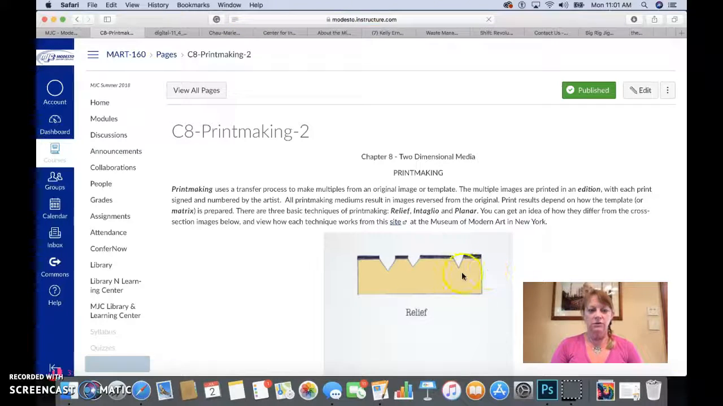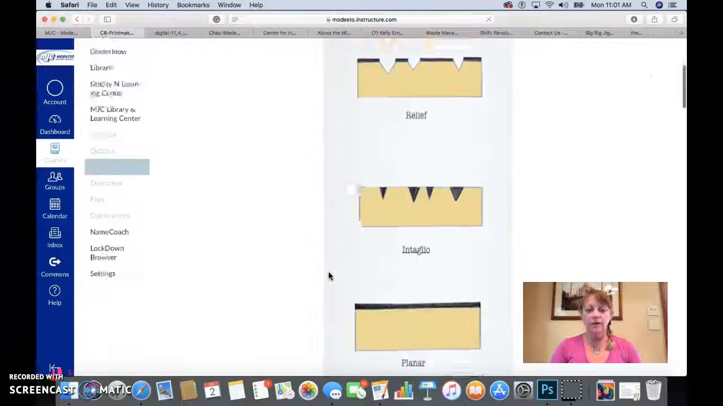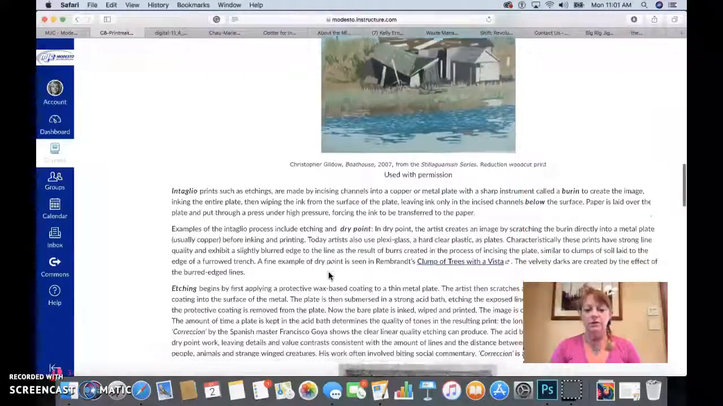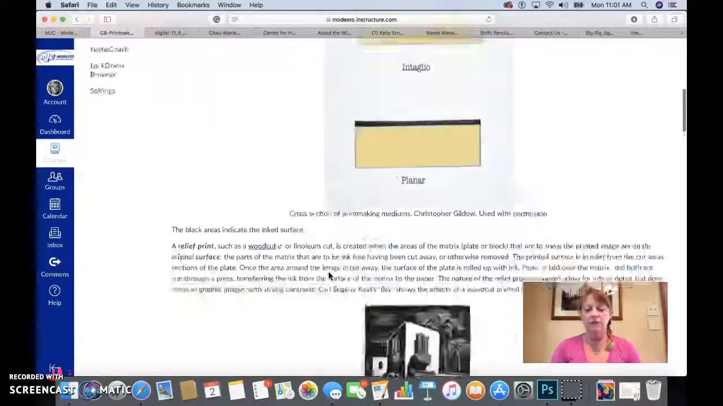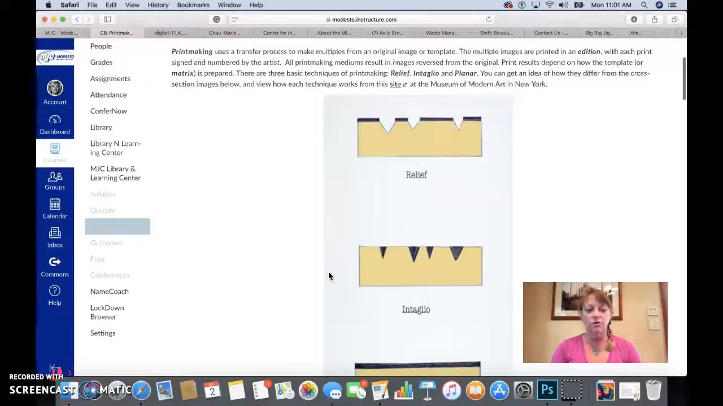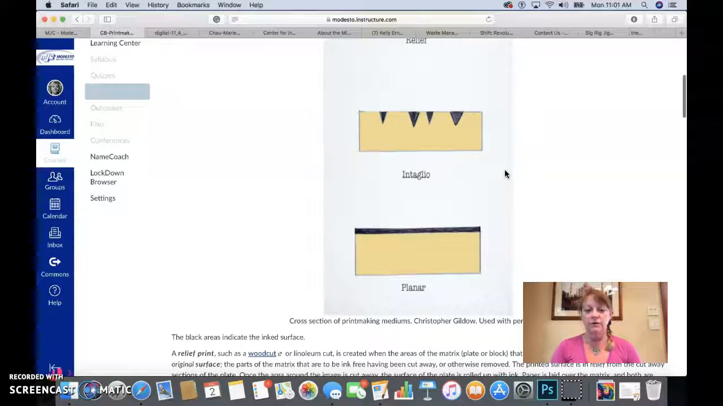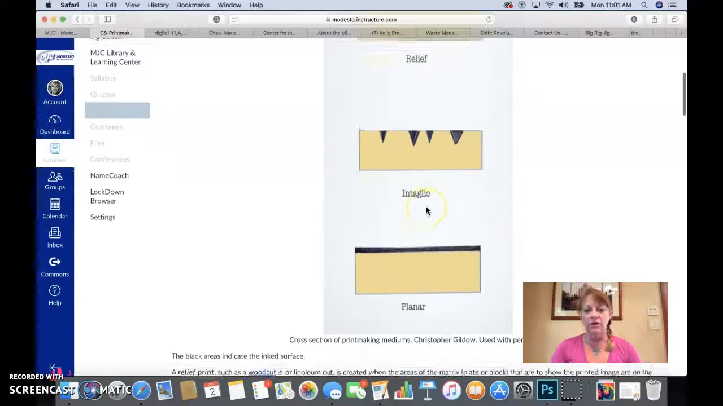I want to get to printmaking and this idea behind printmaking. There are several different ideas around printmaking. Sorry about the scrolling. These are the 3 basic techniques: relief, intaglio, and planar. Okay, and this kind of gives you a side view of what that looks like.